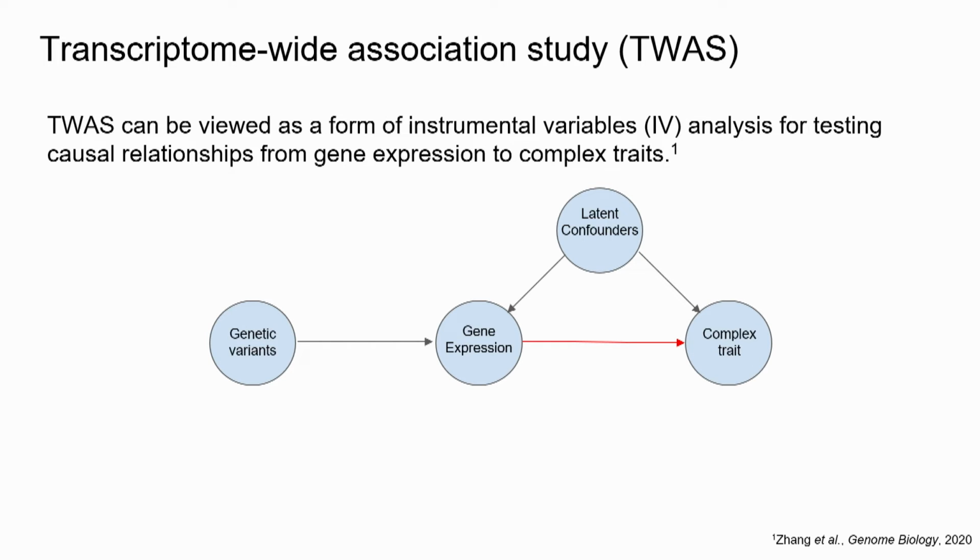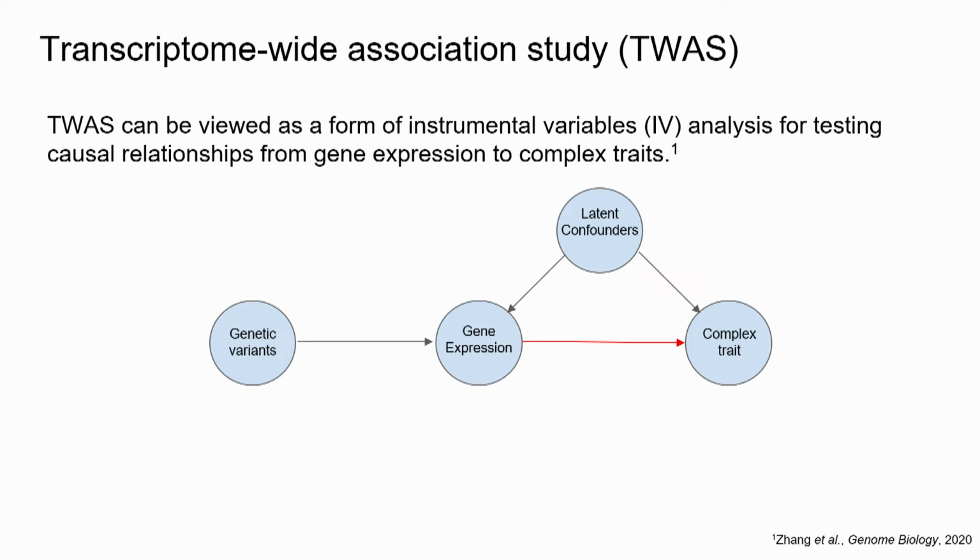So that was one way to link genes to your GWAS trait. Now I'm going to talk about another way, which is called TWAS. TWAS is a form of what's called instrumental variables, or IV analysis, which is designed to use observational data to test for causal relationships from some exposure, in this case gene expression, to some outcome, in this case your complex trait. So we're interested in whether or not this red arrow on this graph exists.